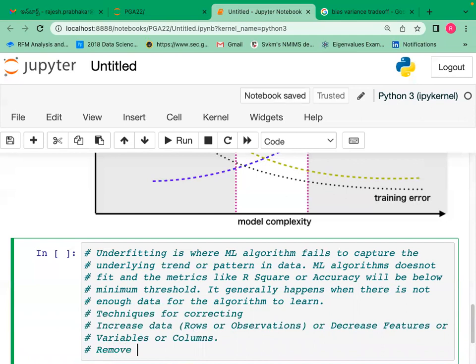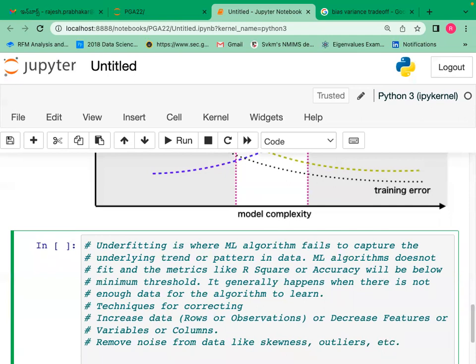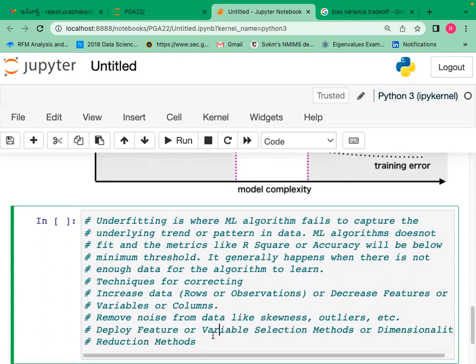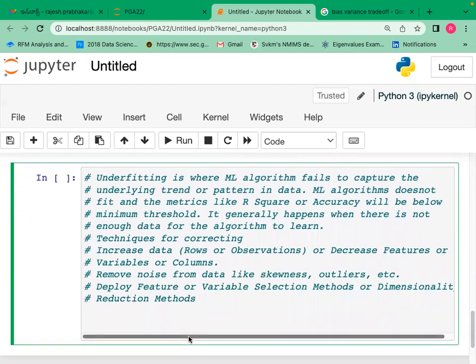Second strategy is remove noise. When I say noise, from data like skewness, outliers, etc. You have to remove the noise from the data. Deploy feature or variable selection methods or dimensionality reduction methods. Either do feature selection or do dimensionality reduction. Techniques for correcting underfitting.